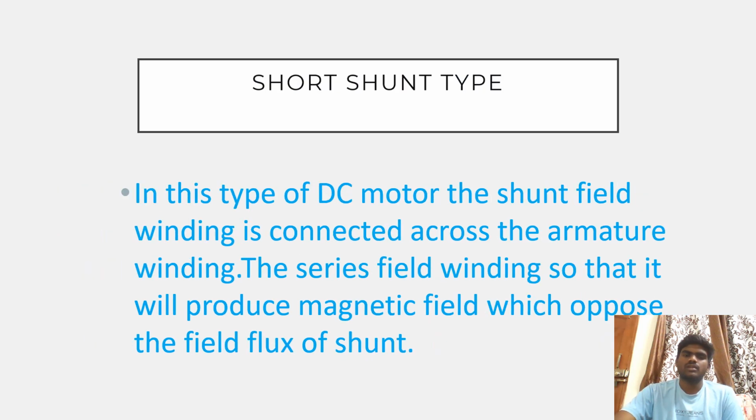Now the short shunt type. In this type of DC motor, the shunt field winding is connected across the armature winding, and the series field winding is connected so that it produces a magnetic field which opposes the field flux of the shunt. So this is the short shunt type.